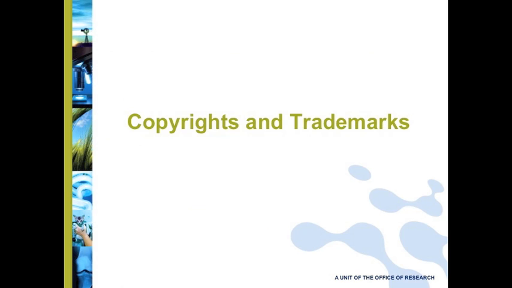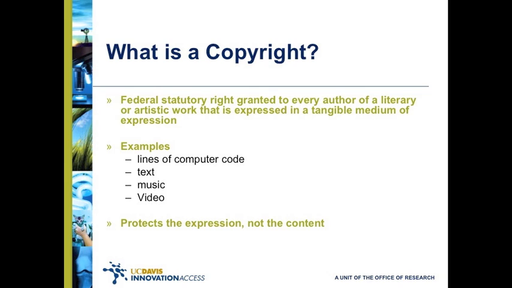Copyrights and trademarks. What is a copyright? Copyright is a federal statutory right granted to every author of a literary or artistic work that is expressed in a tangible medium of expression. Such examples are lines of computer code, text, music, and video. A copyright protects the expression of the work, not the content. For example, data itself is not copyrightable, but the expression of it in an article is.